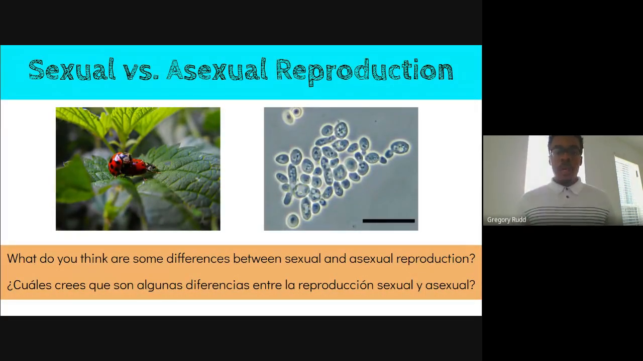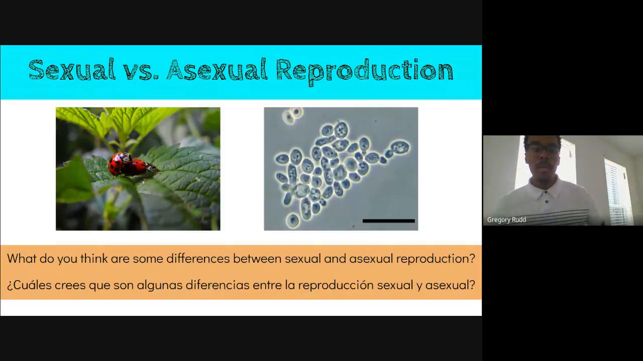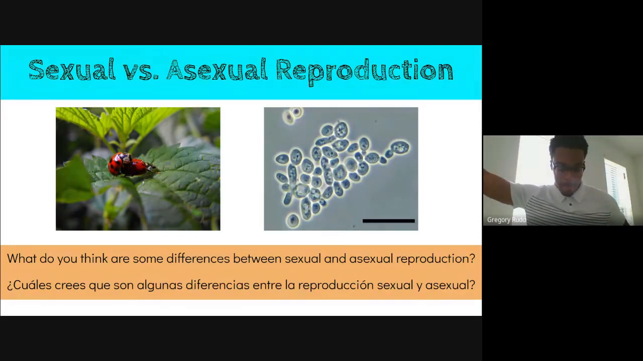All right. So nothing to write down on this slide. But we talked a little bit yesterday about the difference between sexual and asexual reproduction. What do you all think are some additional differences between the two? What are you aware of?